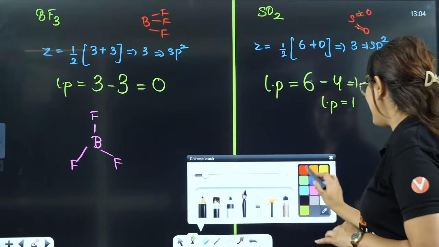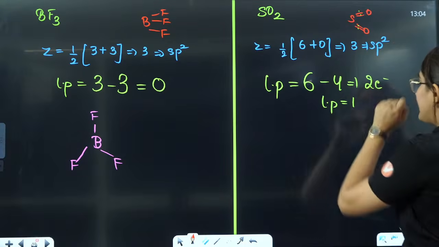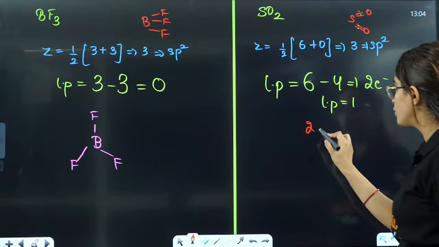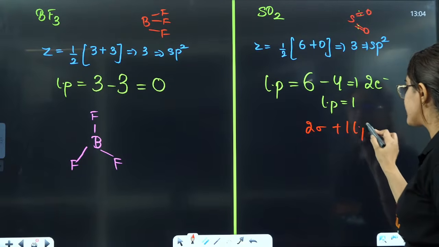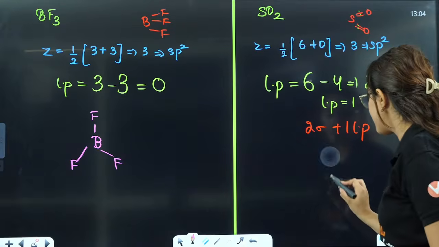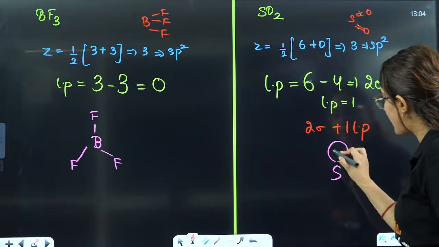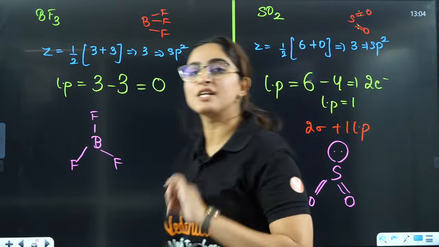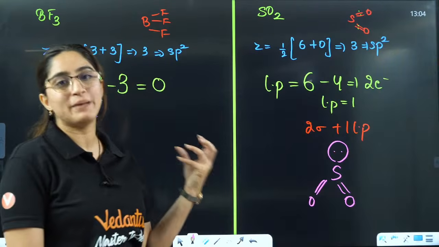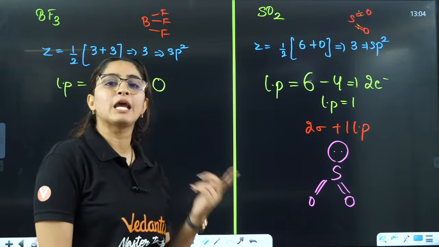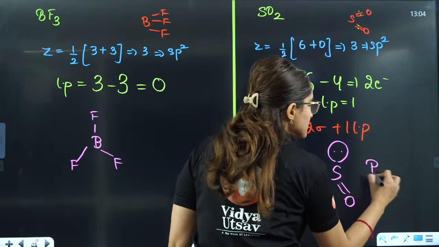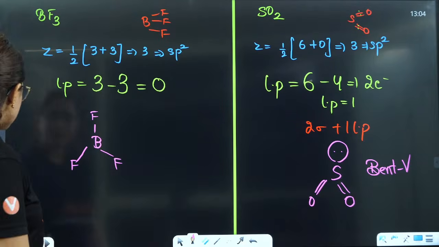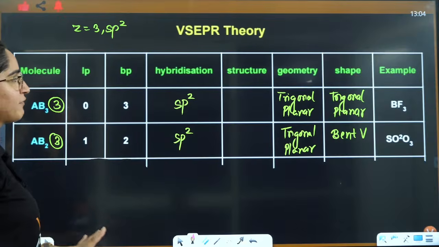So in the end, out of these 3, 2 are bond pairs, 2 sigma bonds, plus 1 lone pair is there. That means the overall shape is going to be, this is sulfur, this is 1 lone pair, this is double bond O, double bond O. So that is why it has trigonal planar geometry, but the shape is bent V. And they usually ask you the shape in the exam, right? And that's why we have written it like this.